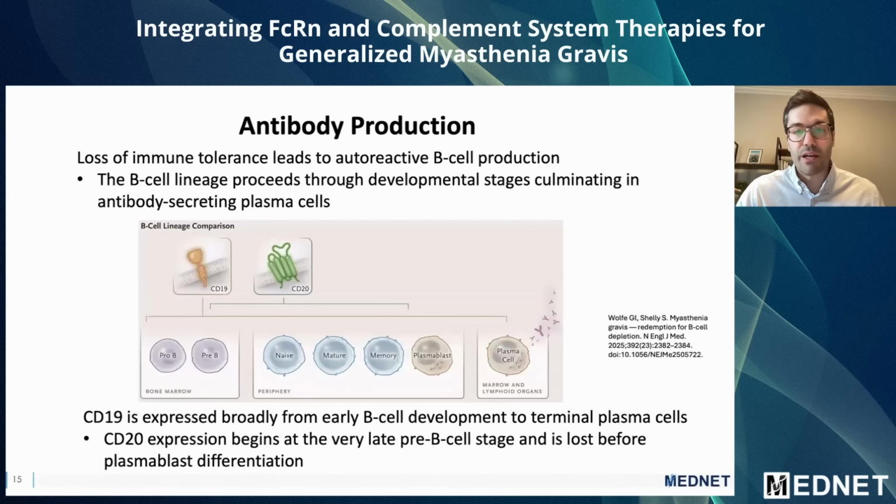So this slide is summarizing the antibody production. After we have that loss of immune tolerance, we have these autoreactive B cells being produced. And the B cell lineage proceeds through developmental stages, culminating ultimately in those plasma cells, which you can see on the right, producing antibodies. Now, one particular point of interest is that CD19 is expressed broadly from early B cell development all the way to the terminal plasma cells, whereas CD20 expression only begins at the very late pre-B cell stage and is lost before plasmablast differentiation.